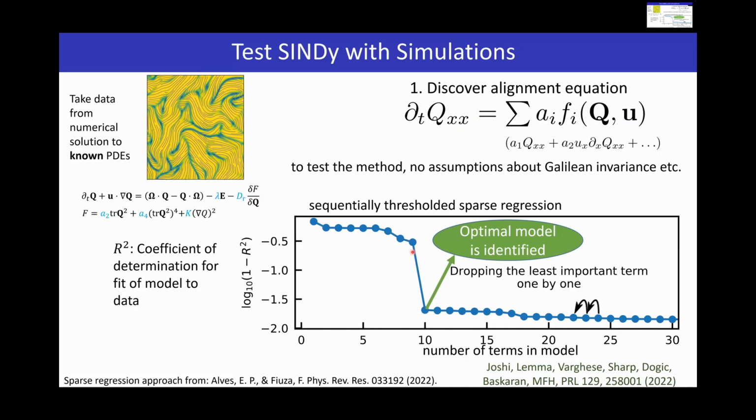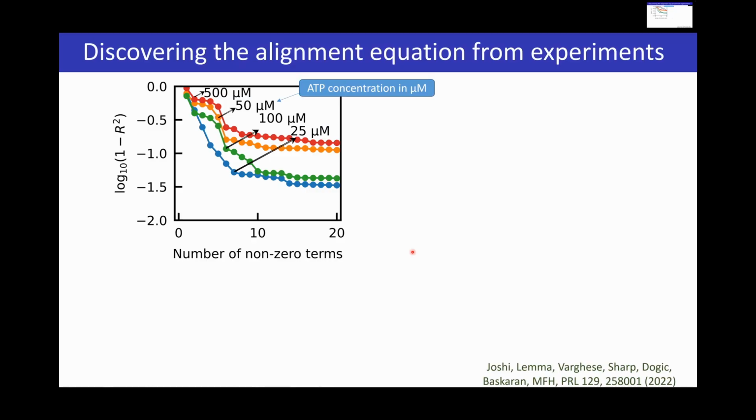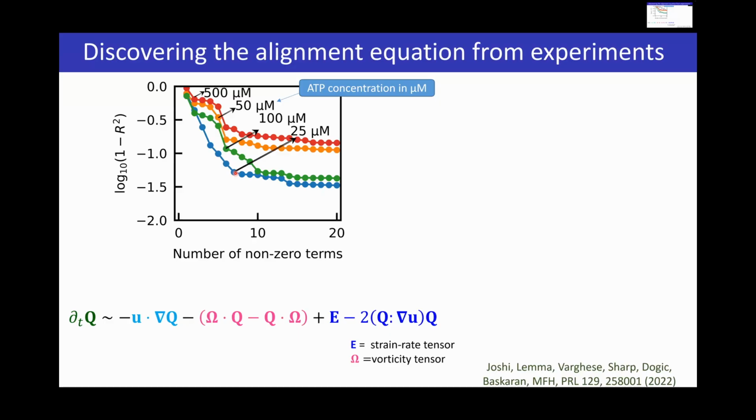Okay, so this is just doing it on simulations. Here's an example of doing it on experiments. Each of these curves is showing us performing this sparse regression, but each of these curves is data at a different ATP concentration, so presumably a different activity level. You see that it's not quite as clean as in the case of the simulations. Where that jump is exactly can be a little bit harder to distinguish, but from all these curves together, we arrived at a consensus model for the 2D active nematics.